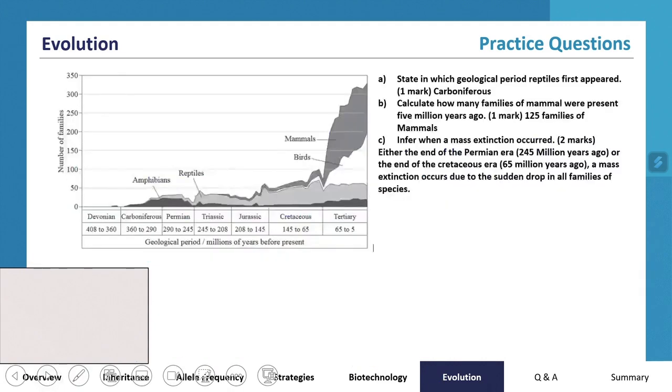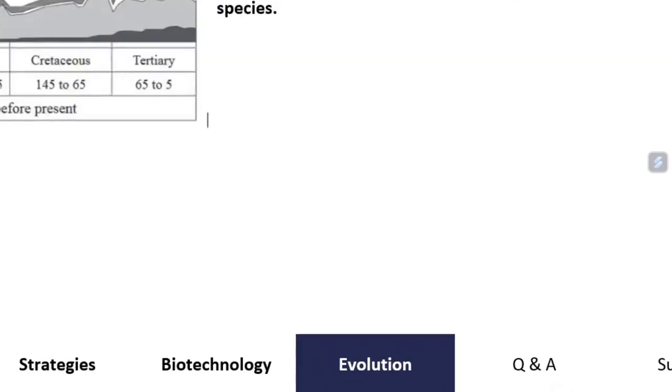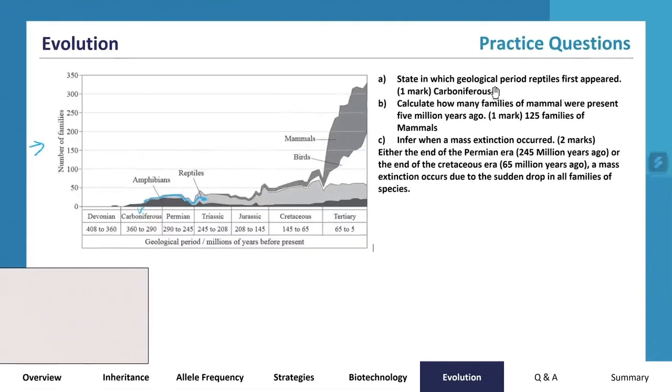All right, my final question for you guys is one with a little graph here. This graph is showing you the number of families in an ecosystem across all of the geological time periods. Your question is to state which geological period reptiles first appeared. Reptiles refer to this gray color here. If I trace it back to the origins, they originate at this point, which is in the Carboniferous period. And you get 1 mark for saying that.